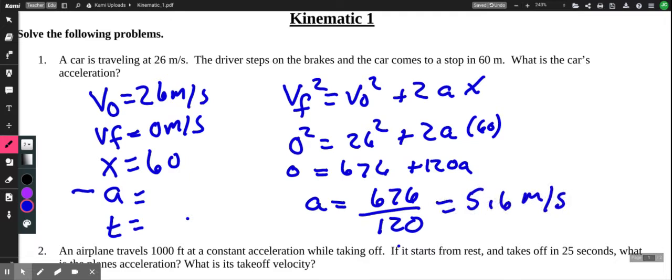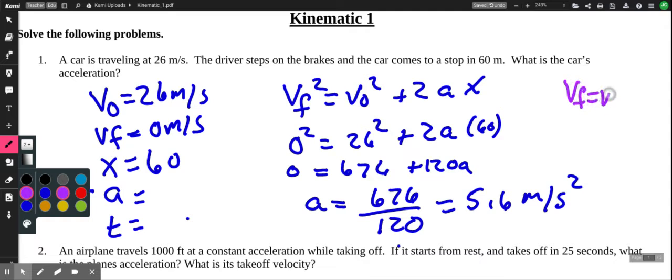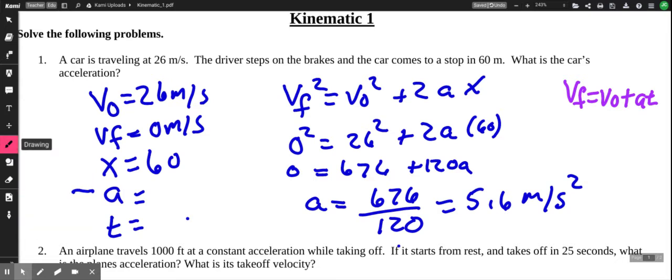meters per second squared. Once you know the acceleration, solving for the initial velocity, or solving for the time, is much easier. So to solve for time in this problem, we would say that the final velocity is equal to the initial velocity plus AT. This is our first kinematic. Once we know that we are dealing with the first kinematic, we see that we know the final velocity of 0. We know the initial velocity of 26. We now have the acceleration, which is going to be negative.